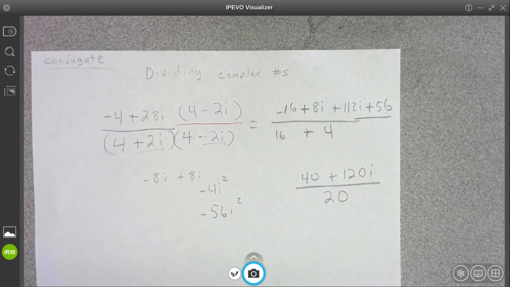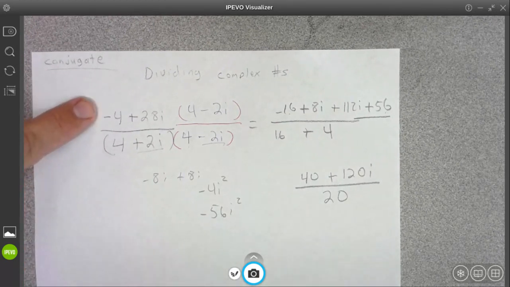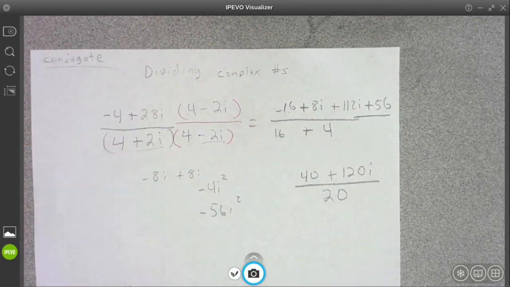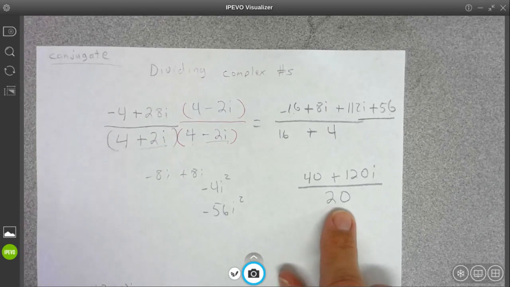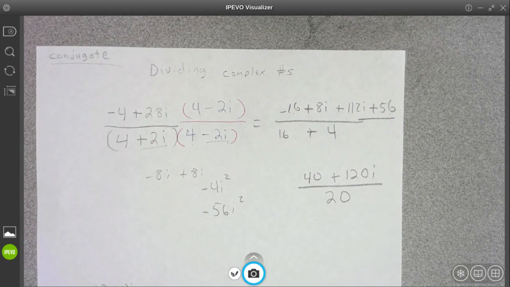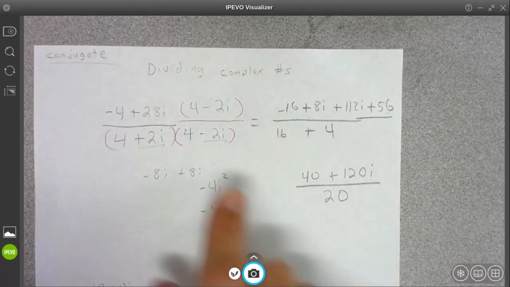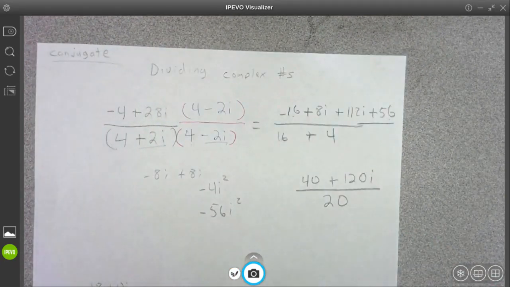Now, you might be asking, what did we just do? And that's okay. So what we did was we divided this one by this one, and the main goal was to make the denominator a rational number, a number without any imaginary parts. So to do that, we multiplied top and bottom by the conjugate. There's actually one more thing we can do.